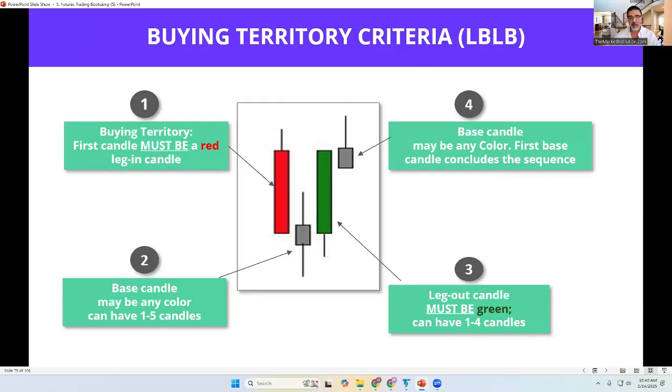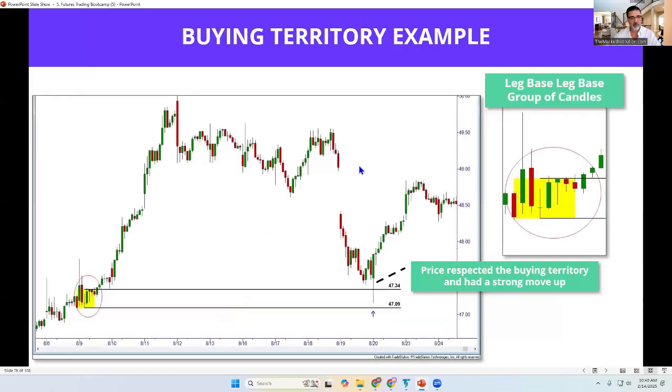Completes the sequence. Leg in, base, leg out, base. So why do we use that?